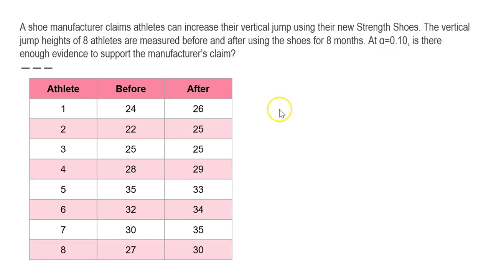As always, we're going to start by writing our hypotheses. The shoe manufacturer claims that people can increase their vertical jump. When we're doing these dependent samples, what we are looking at is called mu d, or the mean difference, the average difference for each person's before and after. If the shoe manufacturer is claiming that the shoes can increase their vertical jump, then they are claiming that the average difference is going to be greater than 0 because it's going to increase. It's going to be some positive number.